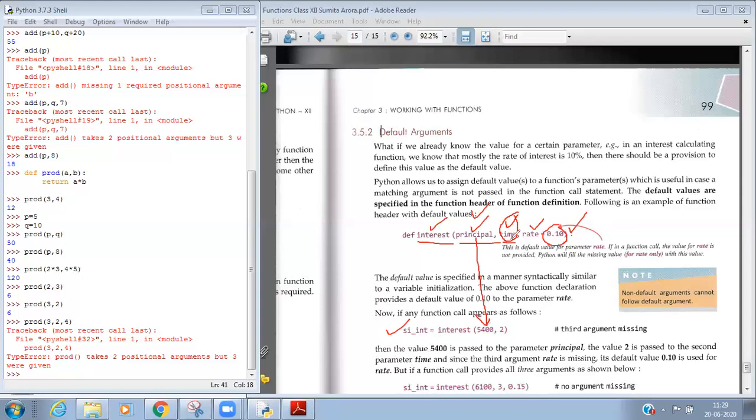So it will take the principal value as 5,400. Then the value of time is provided here, so time is taken as 2, but the value of rate is not provided. So while calculating the interest, it will take the value of rate as 0.10 because we have declared the default value here, 0.10. So this is a very important aspect.